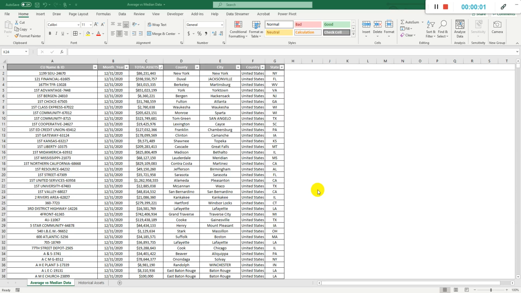Hi everyone. In this video, we're going to see why we should use the median instead of the average when talking about credit union assets. We will see there's a big difference between the average assets for a credit union and the median.